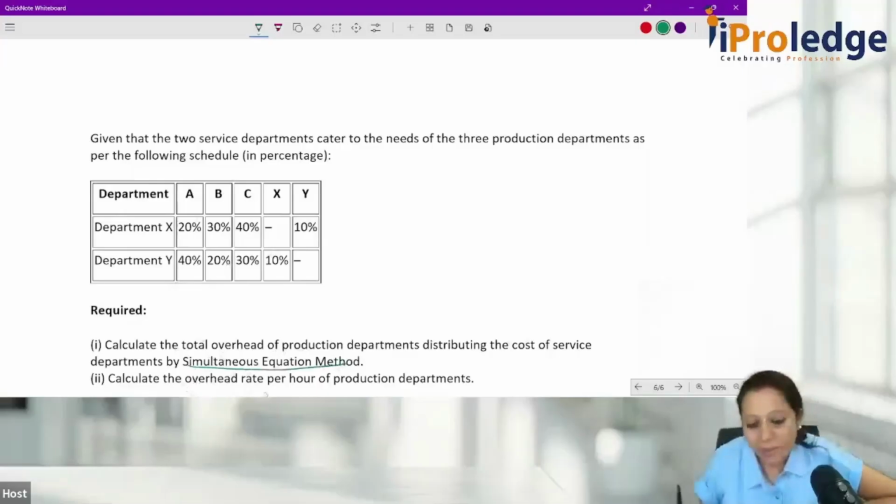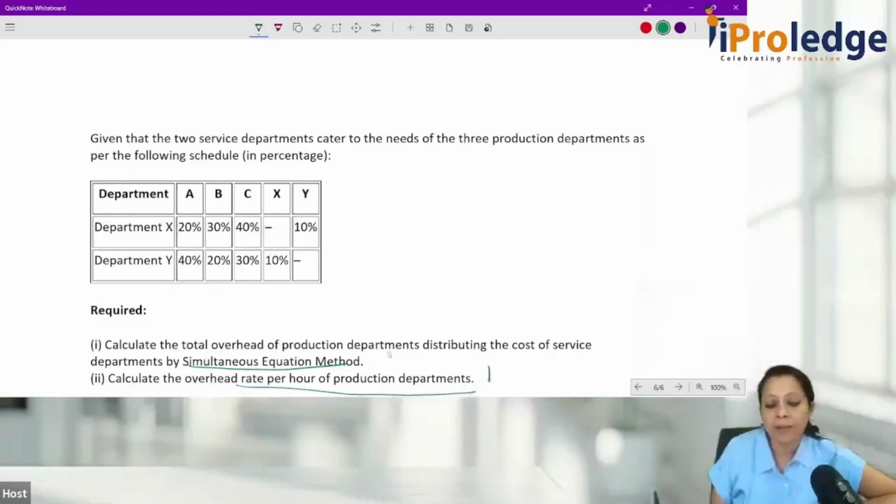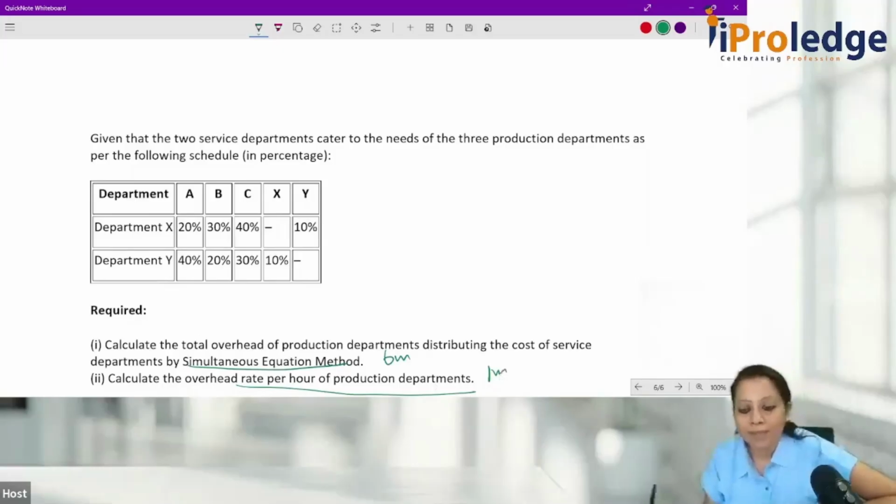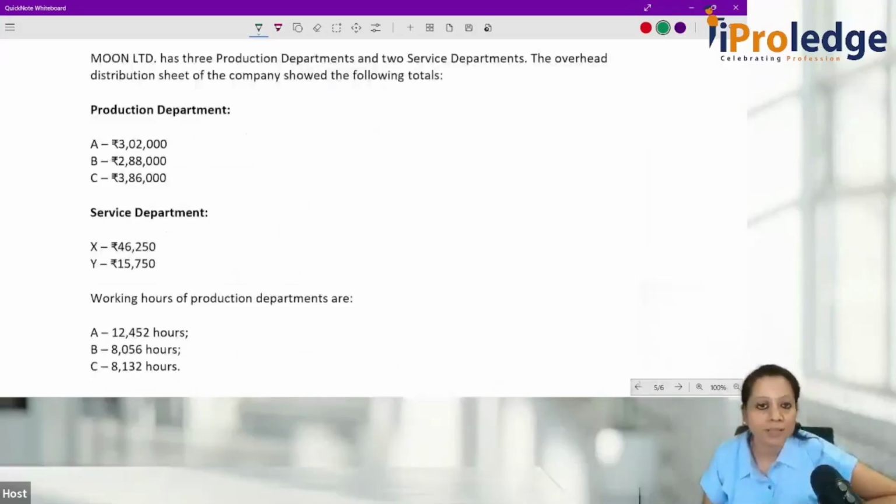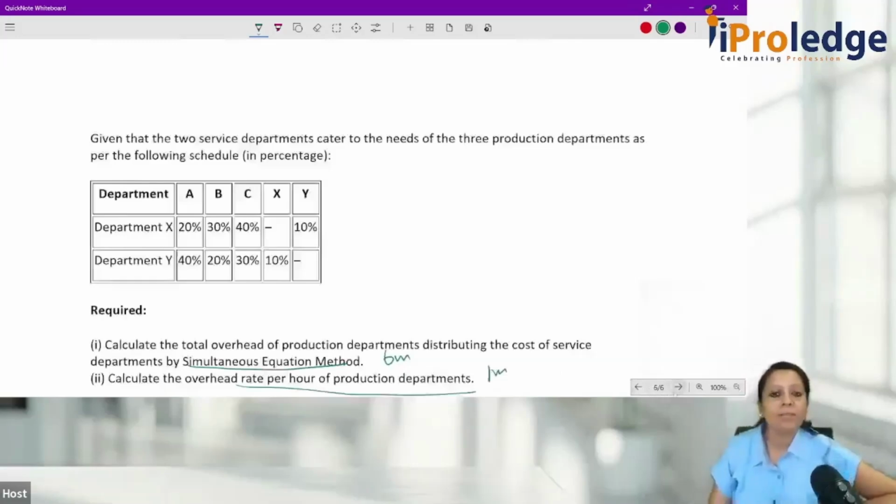Right, ma'am. So calculate the overhead rate per hour of production departments. Mostly this will be 1 mark. This will be 6 marks. That is what I'm guessing. Okay. This is very easy. They have given the number of hours also. What else is there in that? Okay. So shall we proceed, everyone?